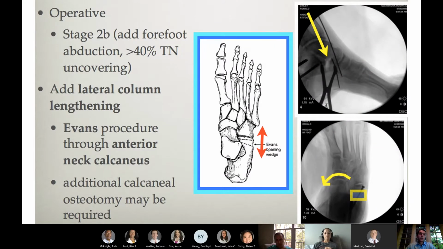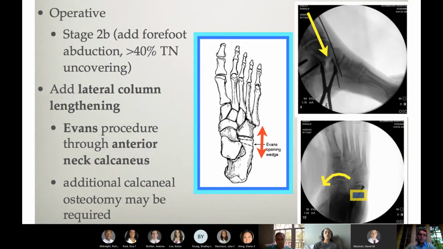And then the foot position more distally is sort of up for debate. A lot of people will do an opening wedge osteotomy of the calcaneus to lengthen, quote unquote, the lateral column, which reduces that talonavicular uncoverage. It creates hindfoot stiffness in the process. So it really depends on how flexible they are and how long-standing the deformity is.